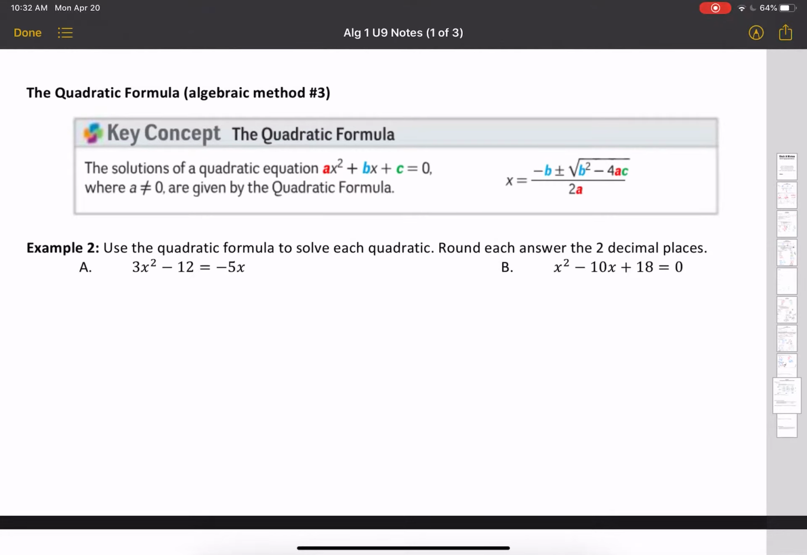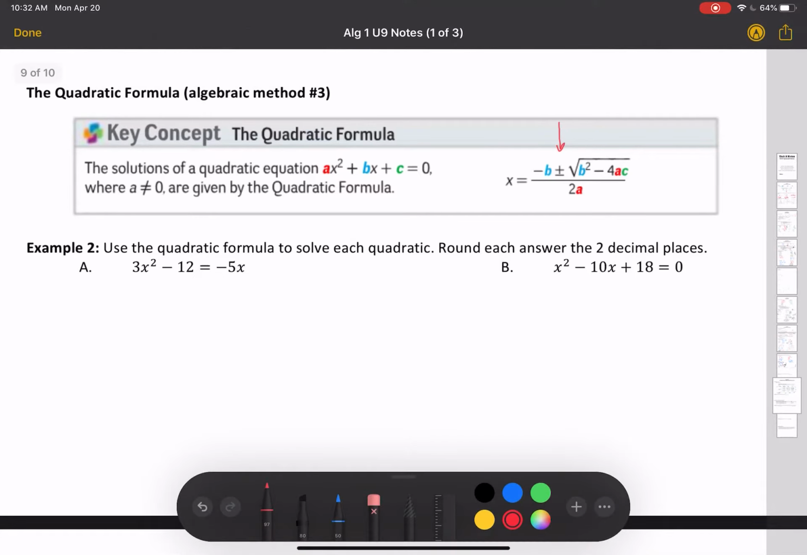So it's x equals negative b plus or minus the square root of b squared minus 4ac all over 2a. You'll notice it has this plus or minus here, because remember, your quadratic could have 2 solutions. So it could be negative b plus the square root of b squared minus 4ac all over 2a, or it could be negative b minus the square root of b squared minus 4ac all over 2a. So that plus or minus takes into account that your quadratic could have 2 solutions.